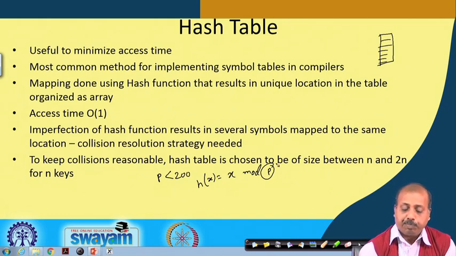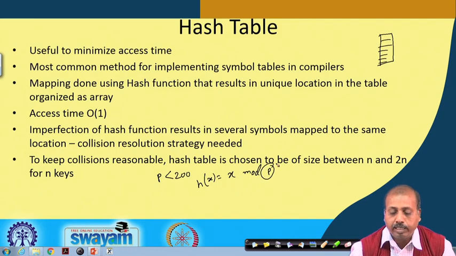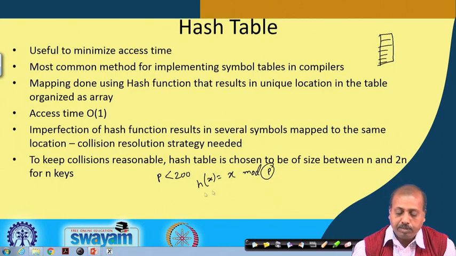There are several studies on how to design these hash functions so that collisions are fewer, but that is beyond the scope of our discussion. I would suggest that you refer to some data structures classes for hash table organization. As compiler designers, we are just going to use it for symbol table organization.